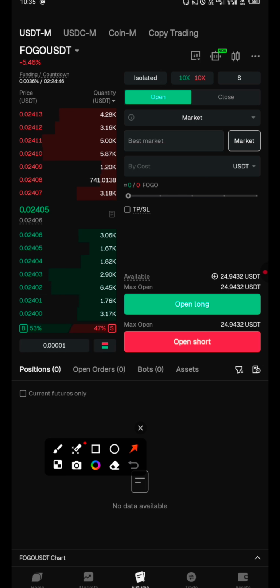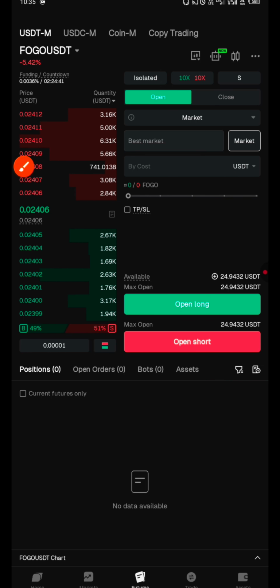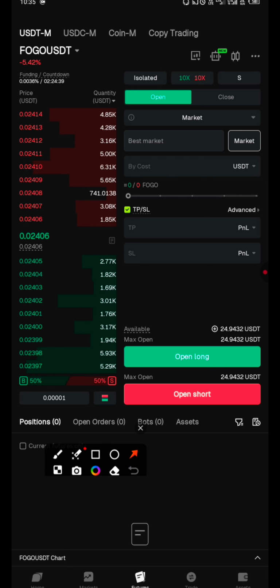Another thing you have to pay attention to: when you look at this place, check this button, this TP and SL, tick it so that you can enter it immediately.